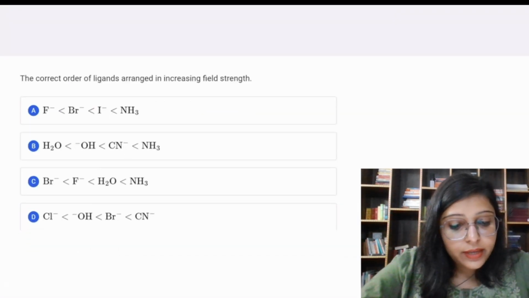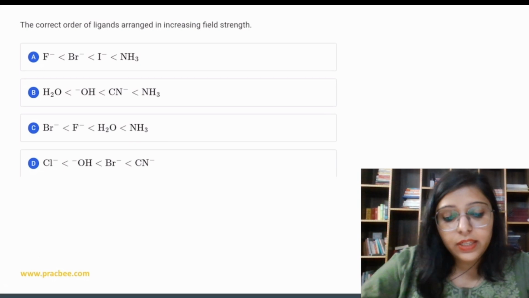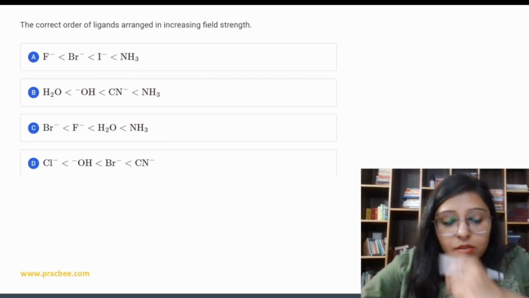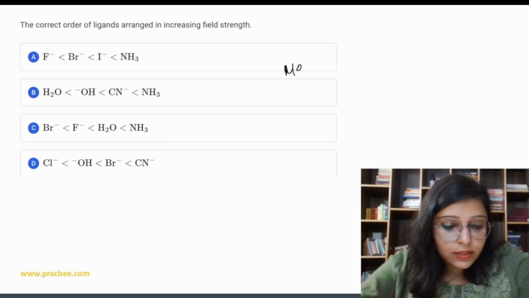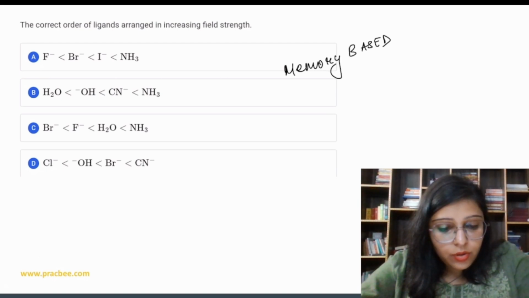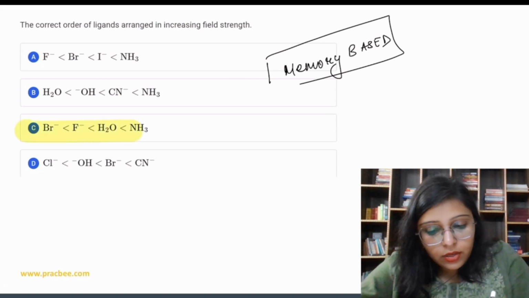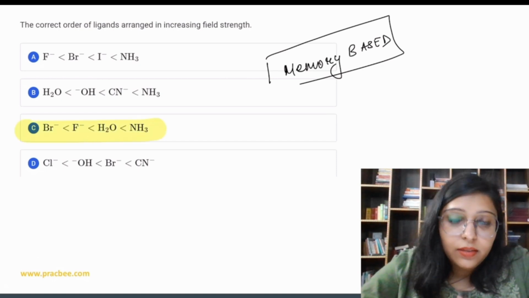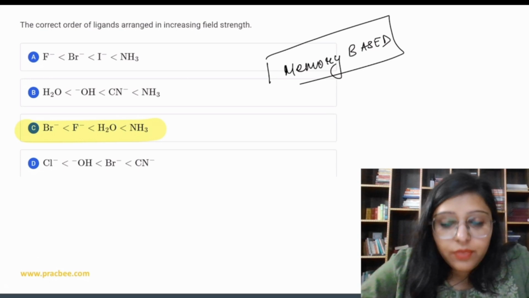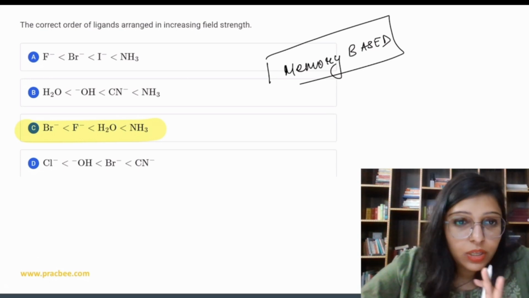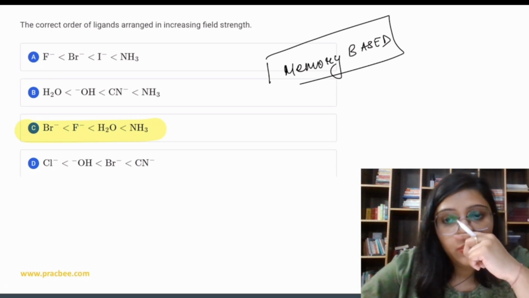Okay. Now let's do the next question. The correct order of ligands arranged in increasing field strength. So this is basically memory based. So answer C is the correct option. And now let me tell you why the first one is wrong. See, ammonia is strong because nitrogen is the donor atom.